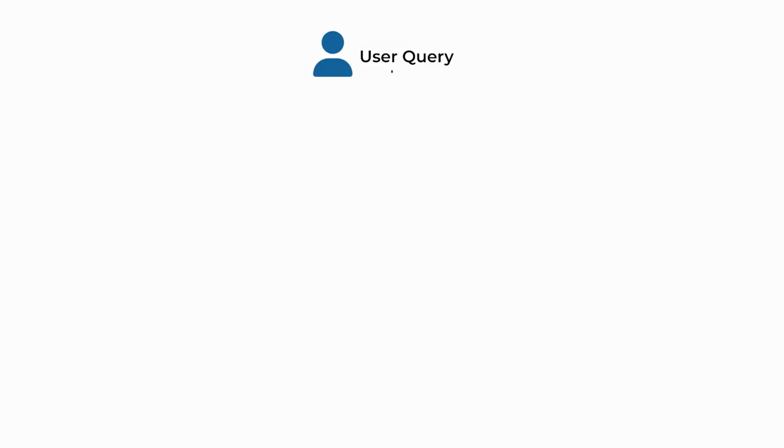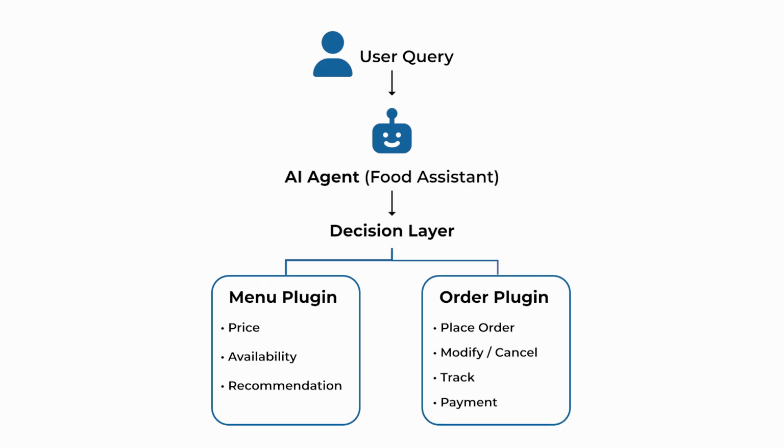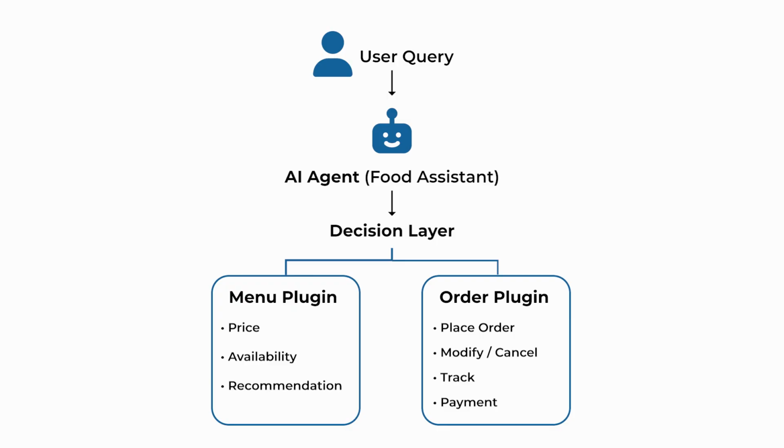This basically routes the user request either to the menu plugin or to the order plugin, and I have defined the procedure when and where the assistant has to call the menu and when and where the assistant has to call the order. For menu, it handles the queries about the menu items, prices, recommendations, availability using the menu plugin. For order, it handles the queries about placing orders, modifying orders, canceling orders, tracking orders, and payments.